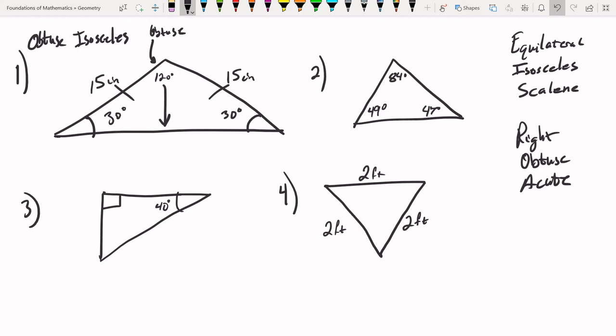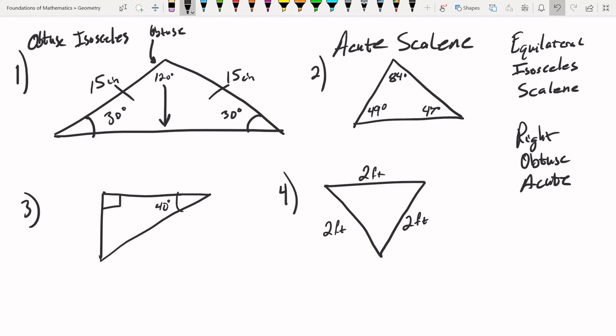Okay, number 2. We see 49, 47, and 84 degrees. So all of the angles are less than 90 degrees, so we know that it's going to be acute. Further, since all of the angles are different, all of the side measurements will also be different. Therefore, no angles and no sides are equal, making it scalene. So this is going to be an acute scalene triangle.